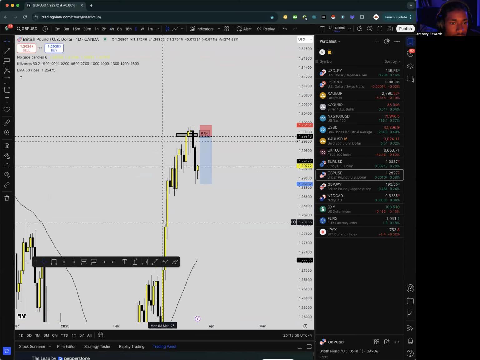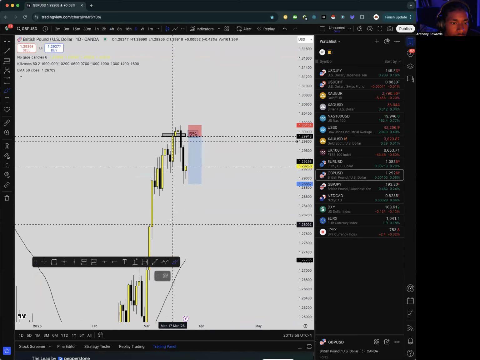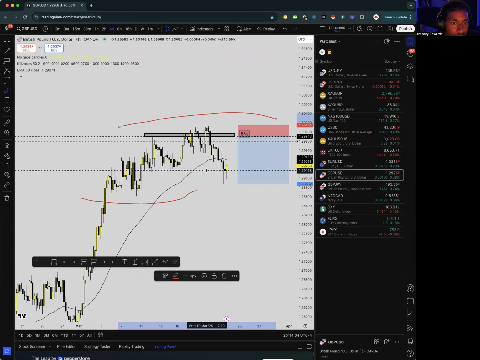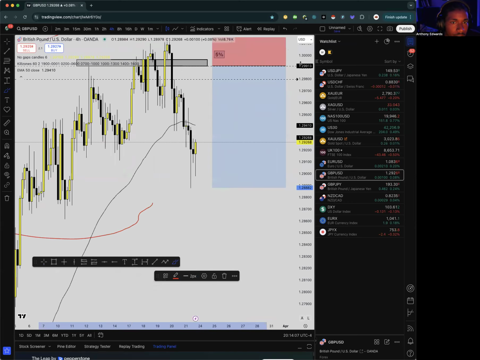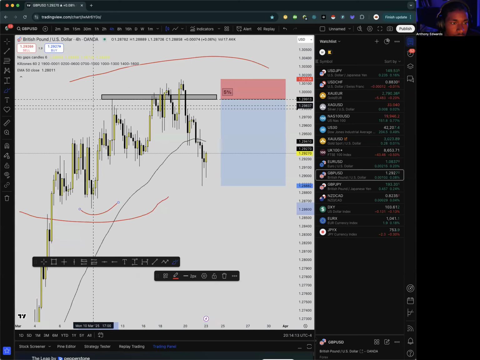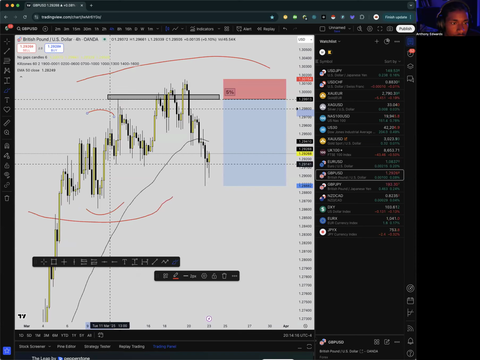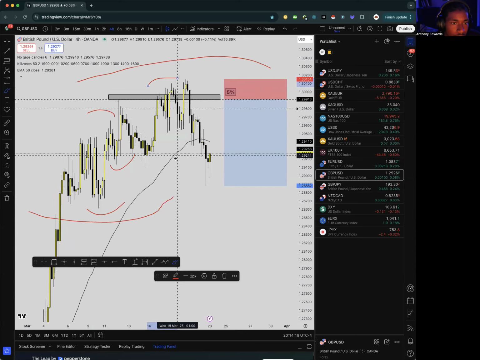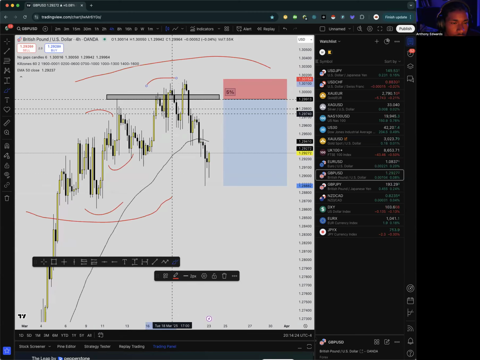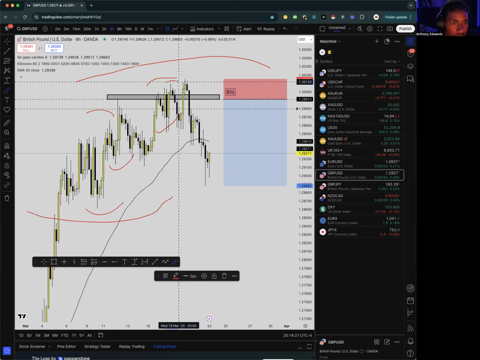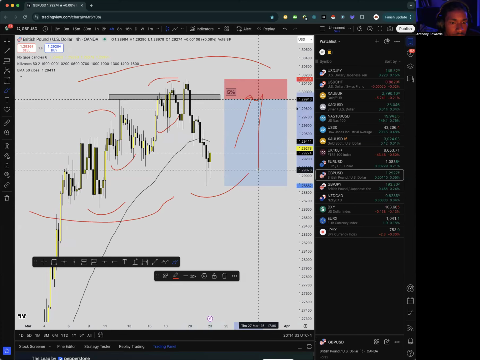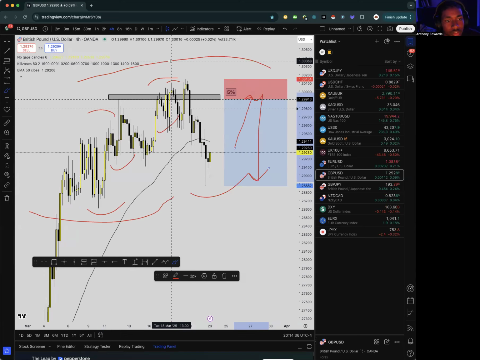The daily is a low and then the high. 4 hour, you can see 4 hour has shifted from being bullish. So this was a low, high, low, high, low, high, low. Retest, TP, low.